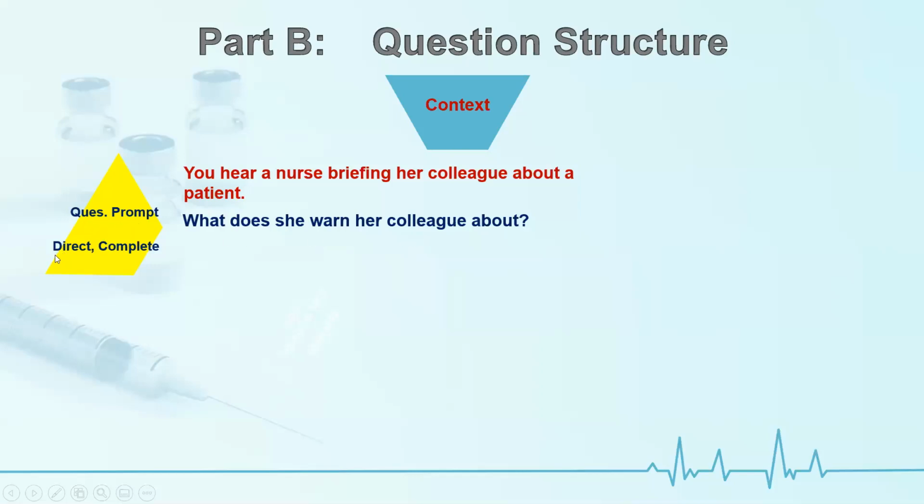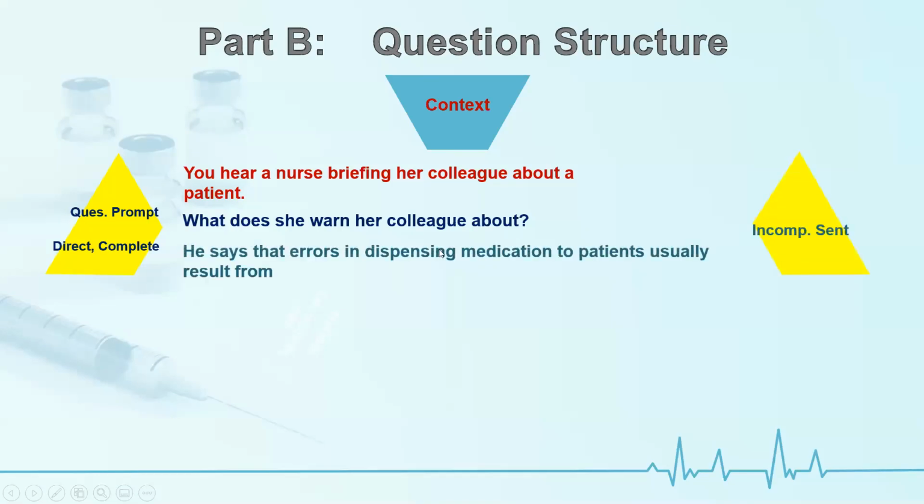The type of this question prompt: direct question prompt or complete question prompt, because we have this question mark. Or we have another type of question prompt, an incomplete sentence without a question mark. Like, he says that errors in dispensing medication to patients usually result from, blah blah blah. So here we have the indirect question prompt.